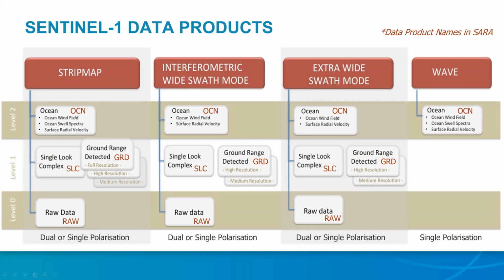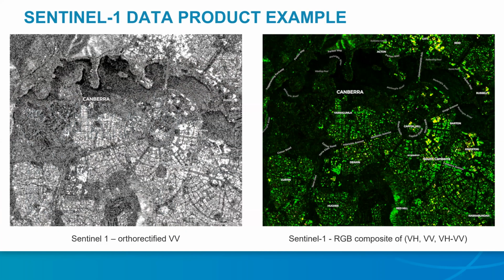This slide shows an example of Sentinel-1 data products. So we've got an auto-rectified vertically polarized data set on the left and an RGB composite of different polarizations on the right. This is a demonstration of how different polarization measurements can be combined to make a 3-color image, which highlights various features in the landscape. So in this image, the buildings stand out very clearly due to their strong vertical backscatter intensity, which has been encoded as green in the 3-color image.